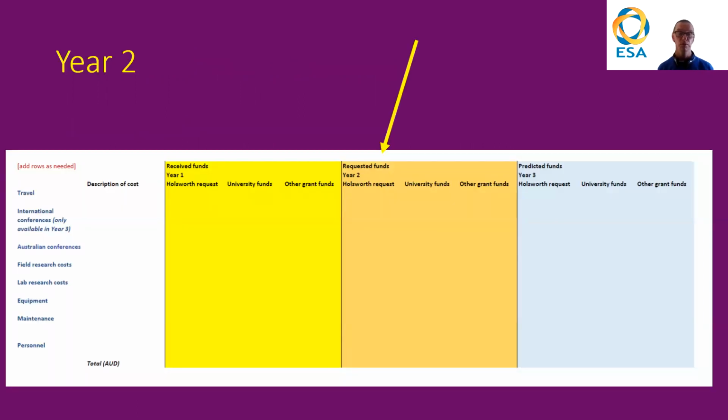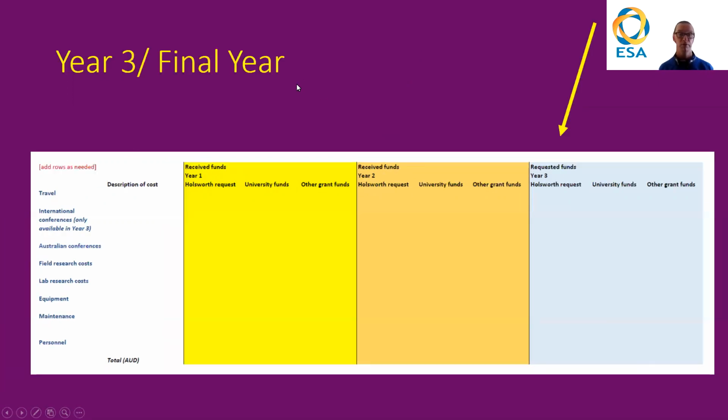Now in year 2, the budget form looks like this. It looks similar to the one that you did in your first year, except the requested funds are identified in year 2. Your received funds are in year 1, requested funds are in year 2, and predicted funds are in year 3. If you're a year 3 or final year recipient, your requested funds are identified in year 3 and received funds in year 1 and year 2. Make sure you fill in the correct form.